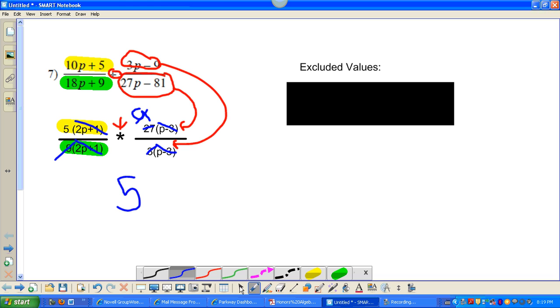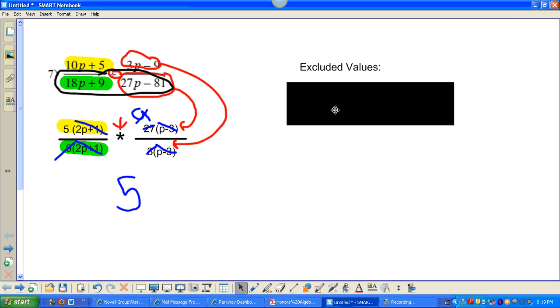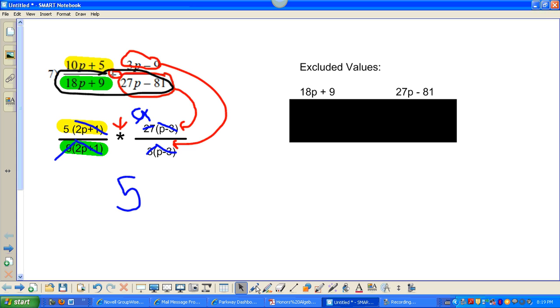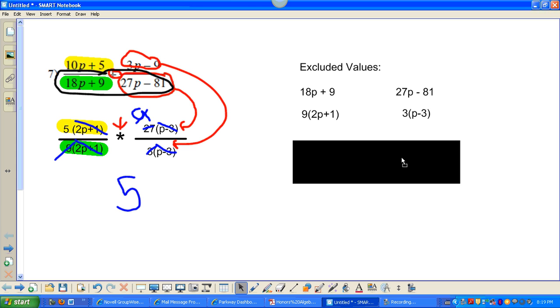Now, excluded values have to do with what were not allowable inputs to begin with. So those are going to stem from looking at what values cause me to divide by 0. So when I look at the excluded values, I'm asking myself, where does 18p plus 9 equal 0? What value causes that to happen? And what value causes 27p minus 81 to be 0?